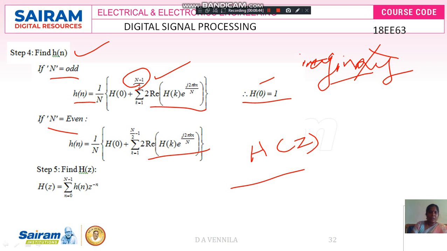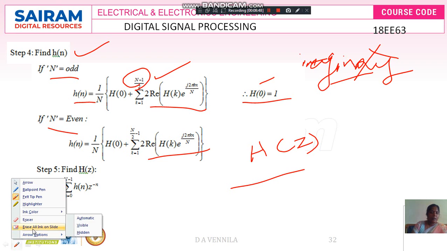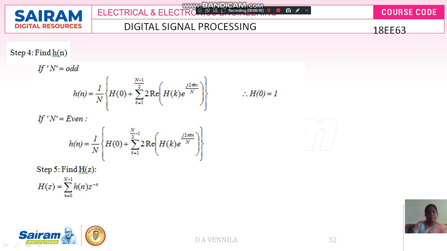For n equal to odd, the summation is k equal to 1 to n minus 1 divided by 2. At the same time, for n equal to even, it is n by 2 minus 1. You should be very careful about these two differences.